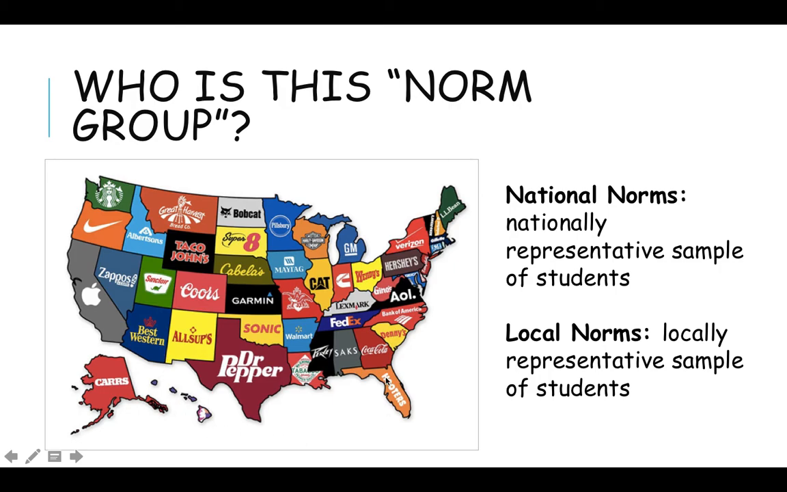Remember that education is state-based, right? So not everyone uses Common Core standards. So not everyone is learning the exact same thing. So it's kind of like apples to oranges when we do national norms. I'm a huge fan of local norms, which is a more locally representative sample. So that would be comparing students in South Carolina to each other. You can even go as small as the district.